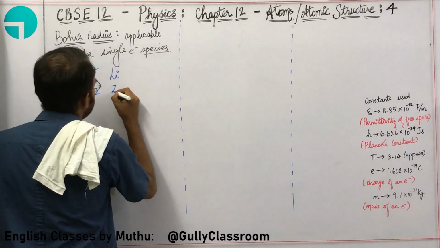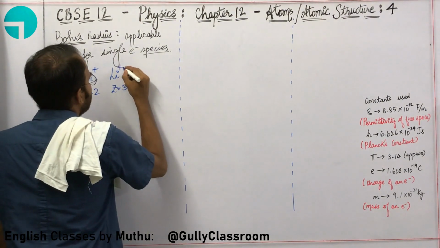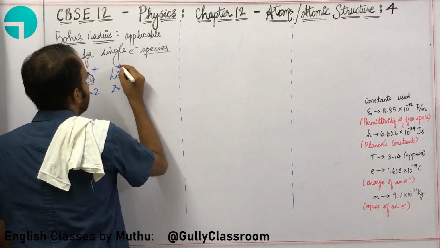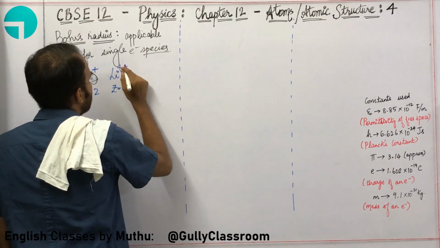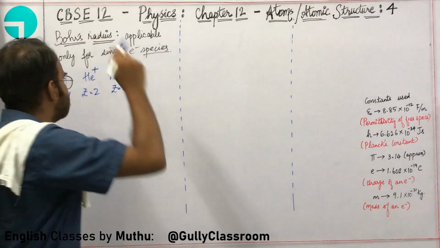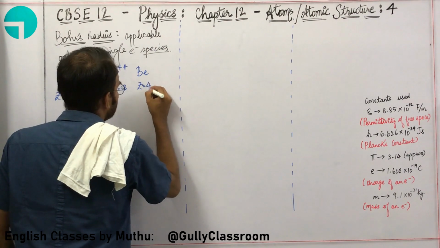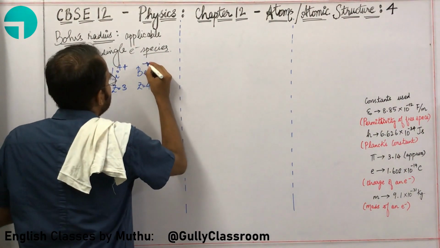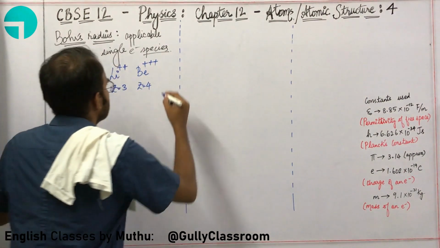What about lithium? Atomic number is 3. So, it must have 3 electrons. I am going to put 2 pluses here, which means it is losing 2 electrons. 3 minus 2 is 1. So, once more Li++ is a single electron species. What about beryllium? Z equal to 4. So, atomic number is 4. It has 4 electrons. It is going to lose 3 electrons. This is a single electron species.